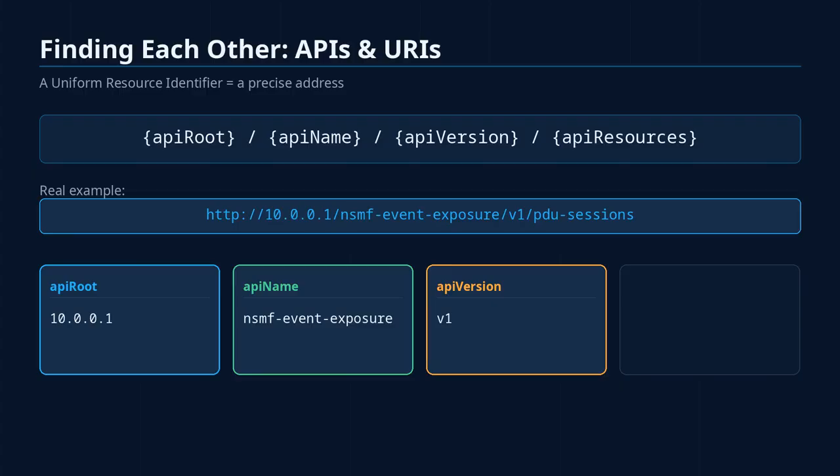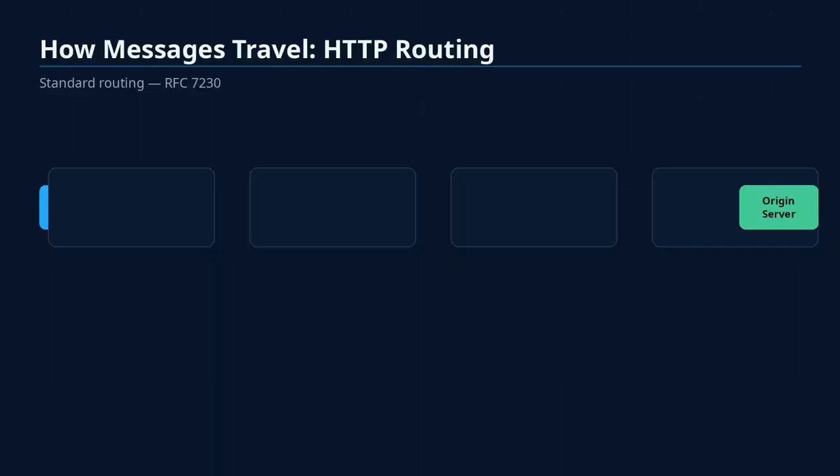It tells you which service you're calling. In this case, the Session Management Event Exposure Service we'll dig into shortly. V1 is the version, so both sides agree on which rules of the conversation they're using. And pdu-sessions is the specific resource, the actual data session you care about. Get this format right, and any network function anywhere in the core knows exactly how to find and ask for exactly what it needs.